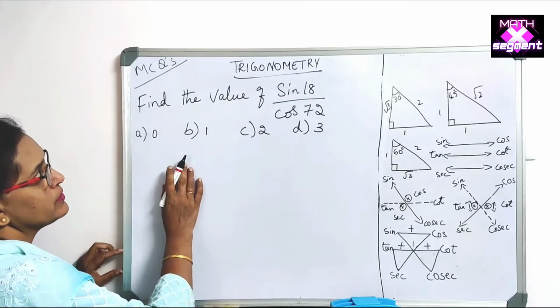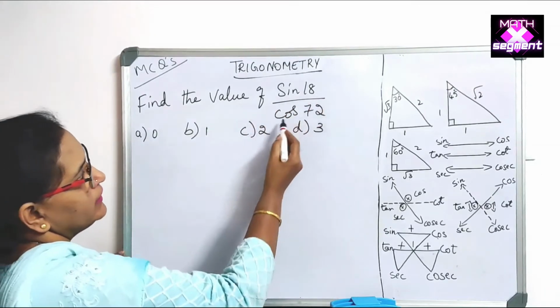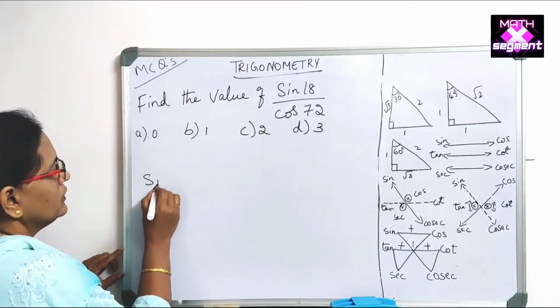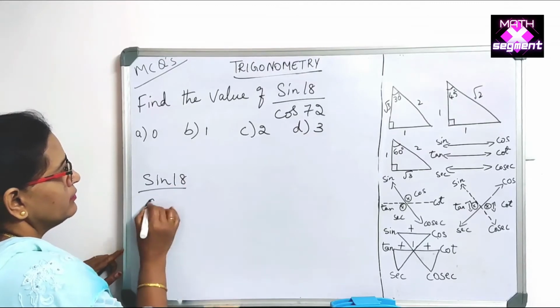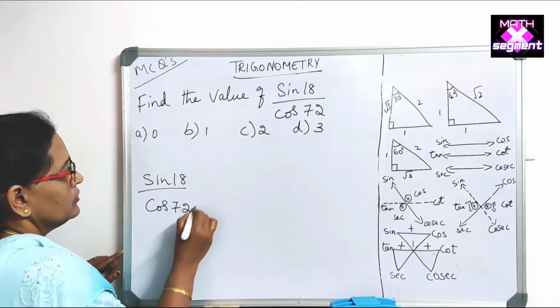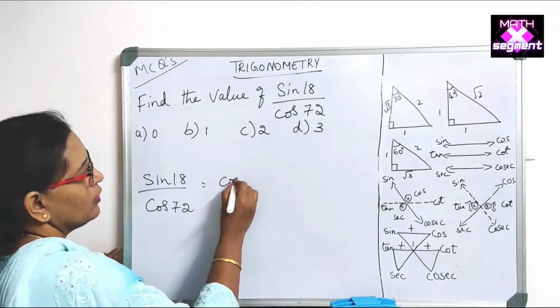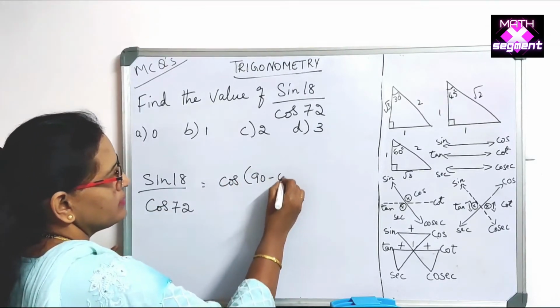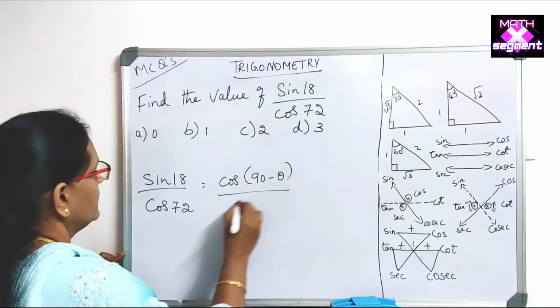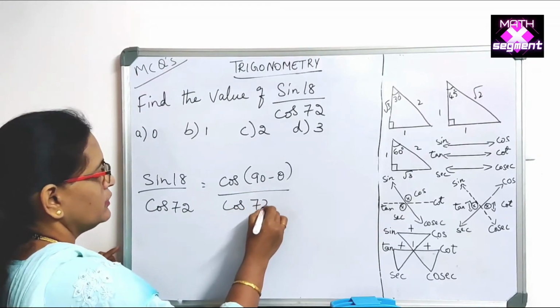Let's solve the next question. Find the value of sine 18 divided by cos 72. So here it is sine 18 divided by cos 72. So we know from the complementary angles, sine theta is nothing but cos 90 minus theta. And here you can write cos 72.